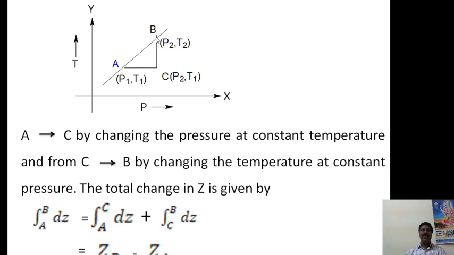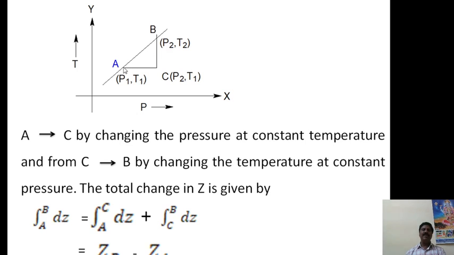We can reach B by going from A to B directly, or we can go from A to C, then C to B. There is no change in value. The same amount will be consumed. Therefore, this function is said to be an exact differential. It is a state function whose value depends on the initial and final value. So initial is nothing but A and final is B.